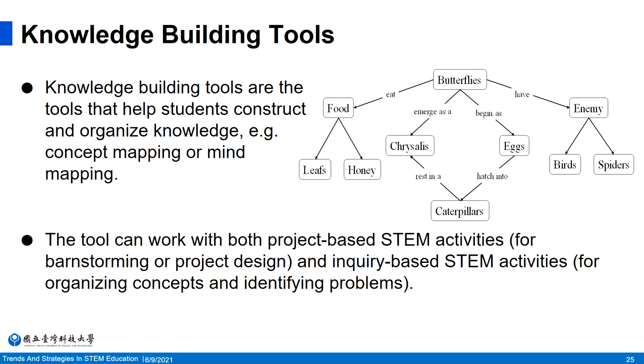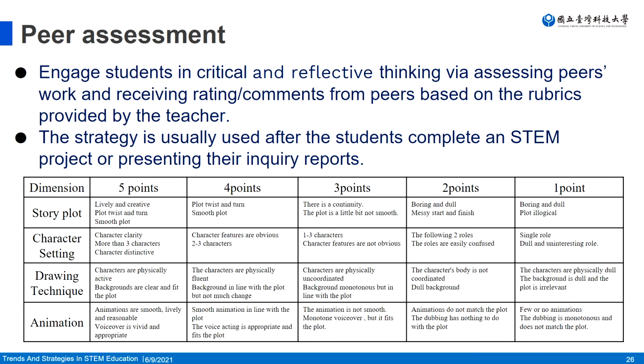This tool can work with both project-based STEM activity for brainstorming or project design, and inquiry-based STEM activity for organizing concepts and identifying problems. Peer assessment is the strategy that engages students in critical and reflective thinking while assessing peers' work and receiving ratings or comments from peers based on the rubrics provided by the teacher. This strategy is usually used after the students complete a STEM project or present their inquiry reports.